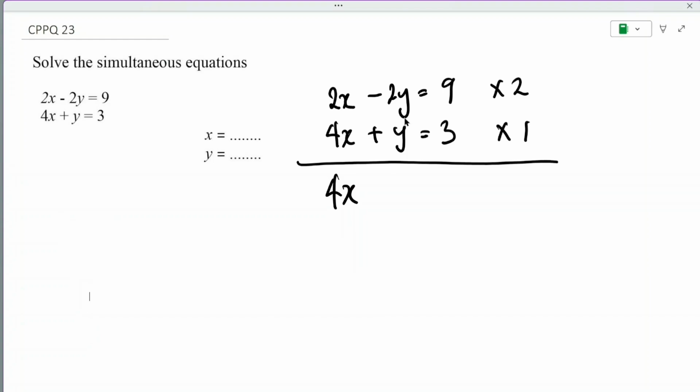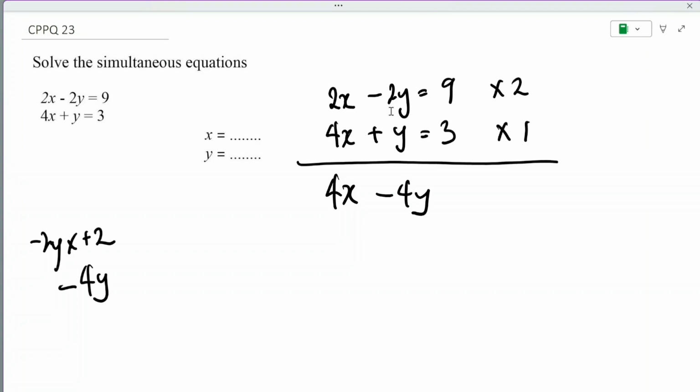Note that the coefficient of y here is not just 2, it's minus 2. So you are multiplying minus 2y times 2. Now this 2 is positive. Negative times positive will give you negative. 2 times 2 will give you 4. Then you have your y. So this is minus 4y.